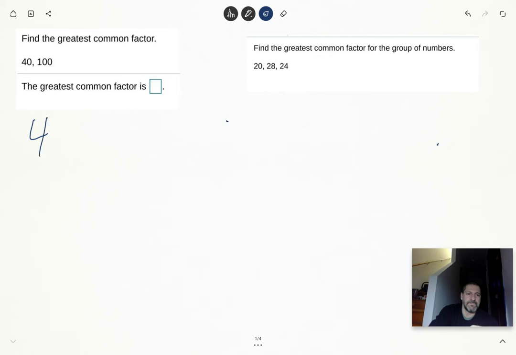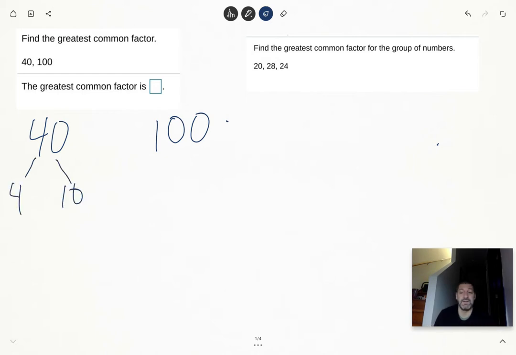One method would be just using the factor tree. So I can break down 40 into 4 times 10. We're breaking this down to all the prime factors. 4 can be broken down into 2 times 2, and 10 can be broken down into 2 times 5. Those are all prime numbers now.